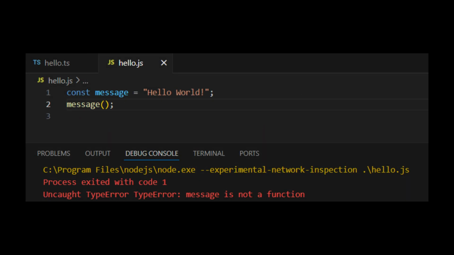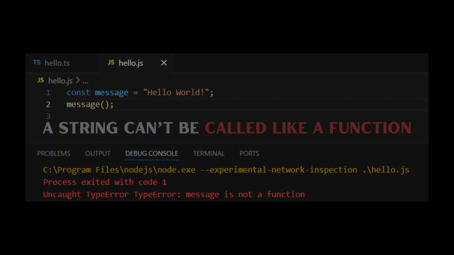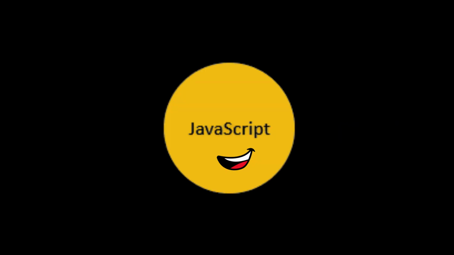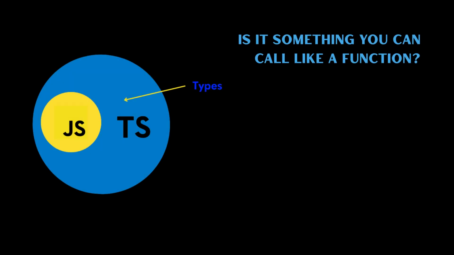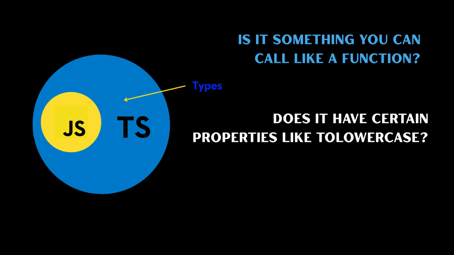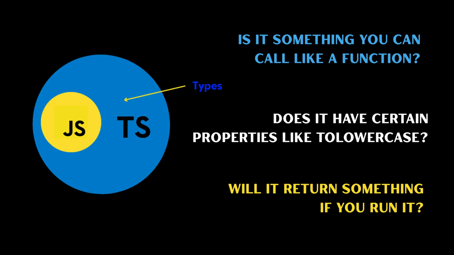TypeError: message is not a function. That's because a string can't be called like a function. JavaScript is telling us, hey, you can't do this with that value. This is where types come in. Types tell us what a value can do. Is it something you can call like a function? Does it have certain properties like toLowerCase? Will it return something if you run it?